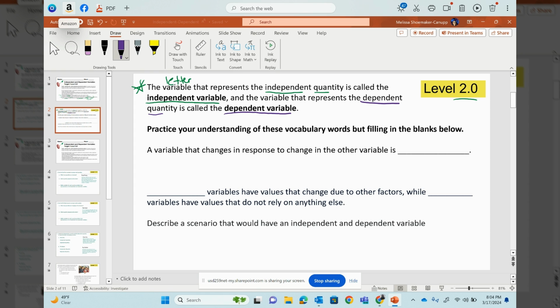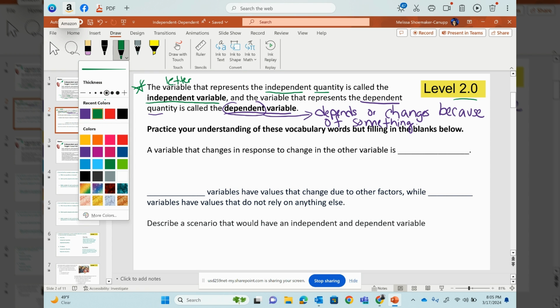So what we have to understand is that dependent means that it depends or changes because of something else. That something else in math is the independent variable. You've heard of this kind of in science a little bit too. So let's take a closer look at what independent means.